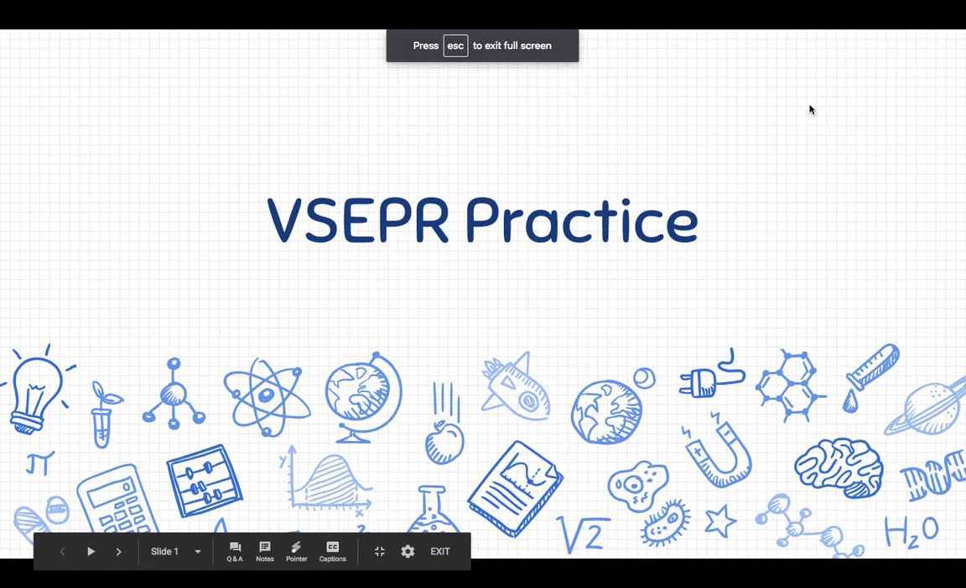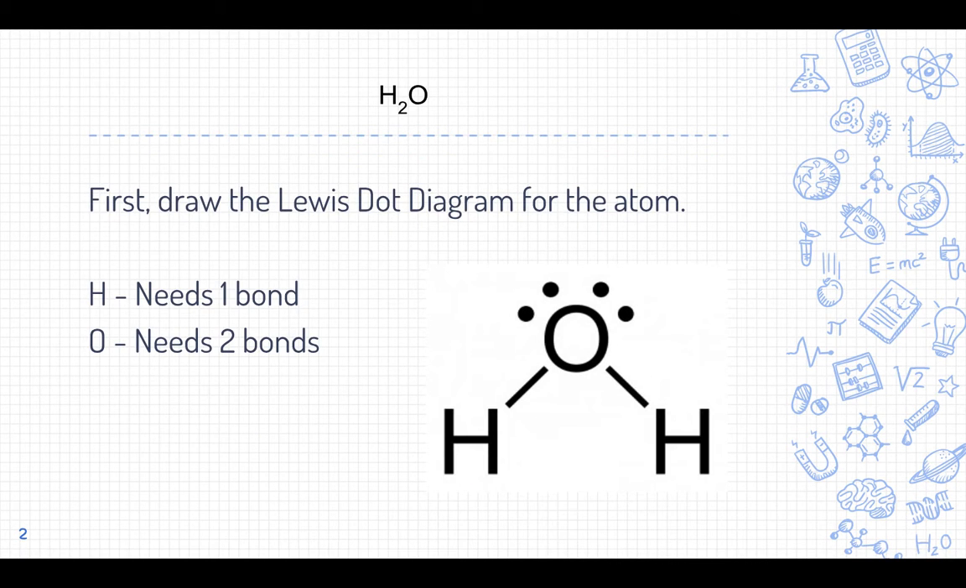Alright, so here we have some VSEPR practice problems. So the first one is H2O. In order to find out the VSEPR configuration for H2O, or water, we need to draw the Lewis dot diagram for the atom, and we need to take into account that hydrogen needs one bond to fill up its outer shell, and oxygen needs two bonds for that to happen.